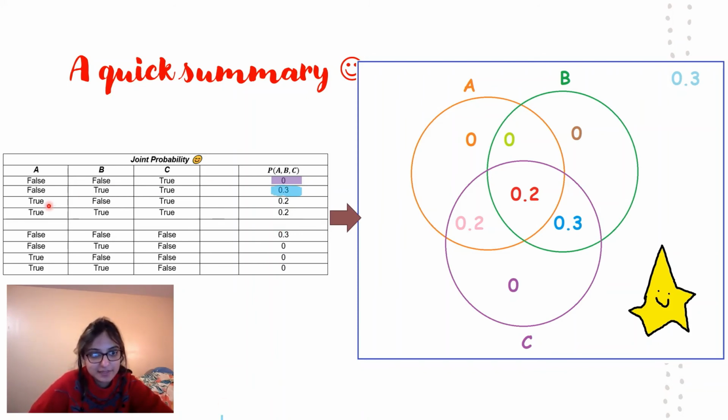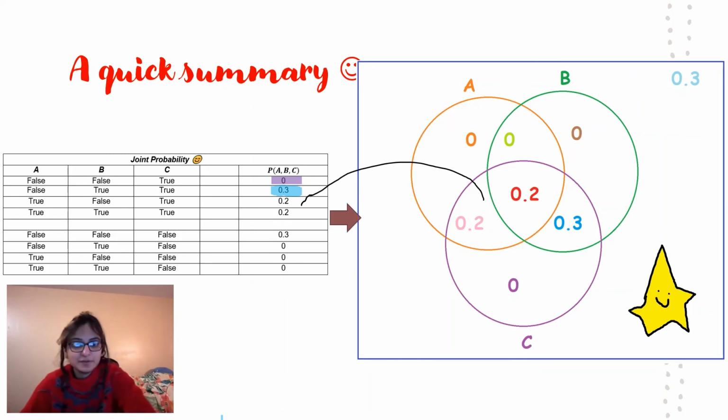Then if A is true, B is false, and C is true, this is similarly the intersection between A and C, but it's not including B. So this is the intersection between A and C, which is this point 2 here. From here, this point 2 is basically A intersect with C, but it does not include B. So this is the part of A and C, but B is not included here.